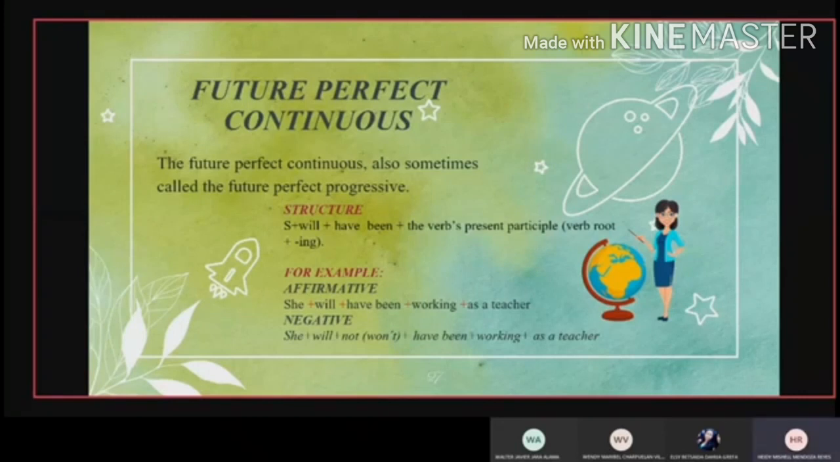Remember, all perfect tenses contain have. The been is the past participle of the verb to be, in Spanish haber sido, but it is also translated estado. Okay. She is the subject plus will, which is the future, plus have been. In negative, she plus will plus not plus have been plus working as a teacher.